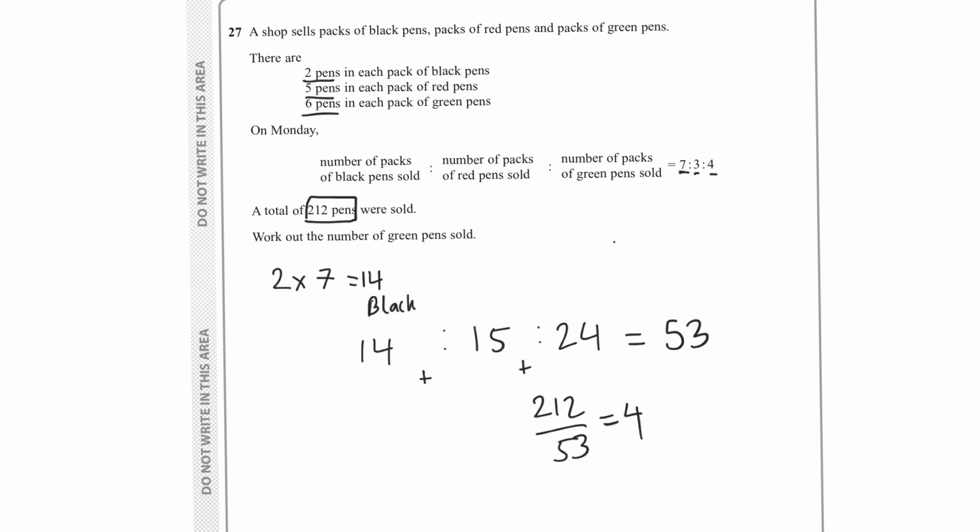So we know that essentially we need to multiply each part of each colour by 4. So to work out the number of green pens sold, we are going to do 24, because that was for green, and this one's for red. So 24 times 4, which would leave us with an answer of 96 green pens being sold.